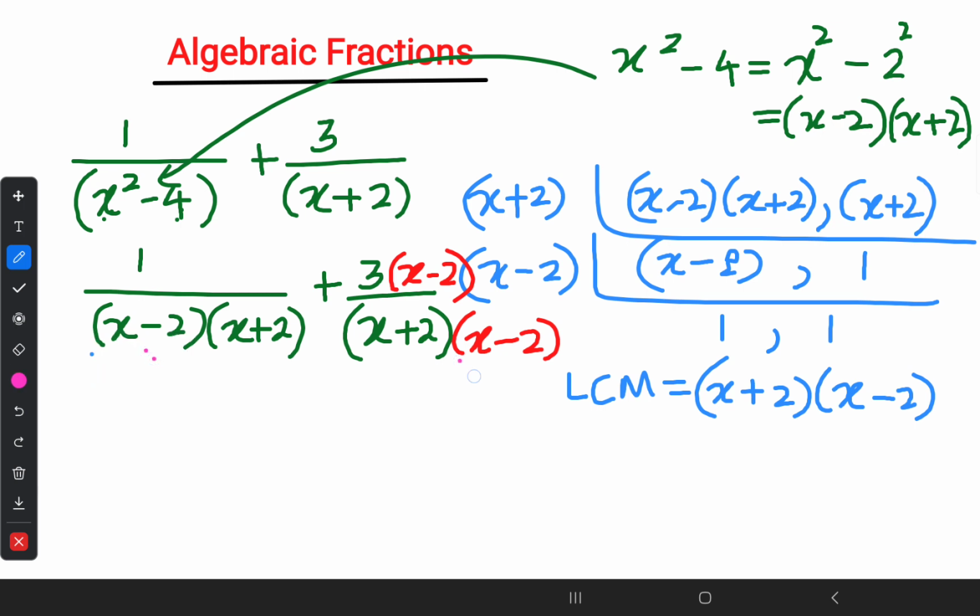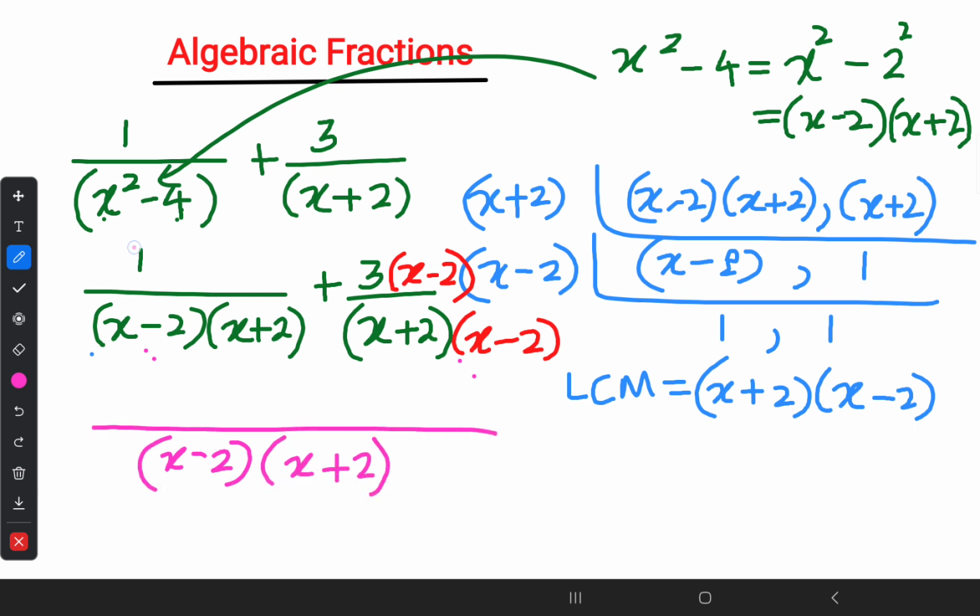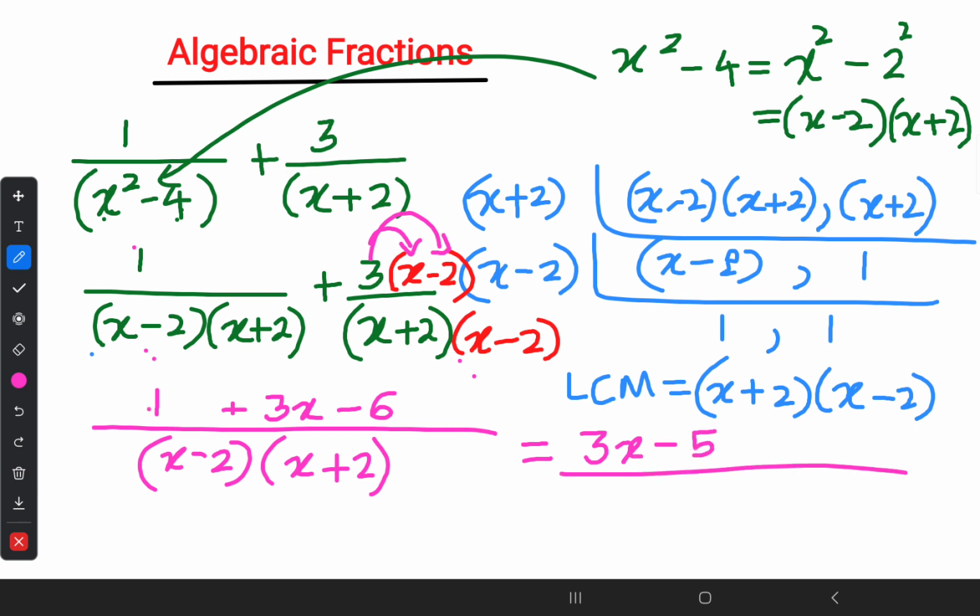Now both denominators are the same. I'll write that as x minus 2 times x plus 2. In the numerator, this has only 1, plus this has 3 times x minus 2. So 3 times x is 3x. 3 times negative 2 would be negative 6. Finally, we have the x quantity as 3x. 1 minus 6 will become negative 5. So the numerator is 3x minus 5, and the denominator is x minus 2 times x plus 2. This is what we have finally. This would be the correct final answer.